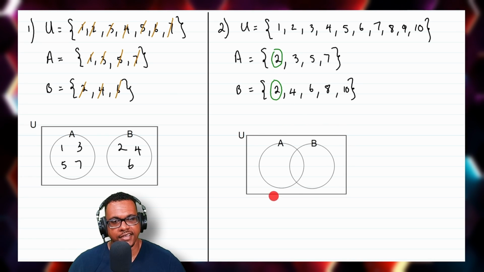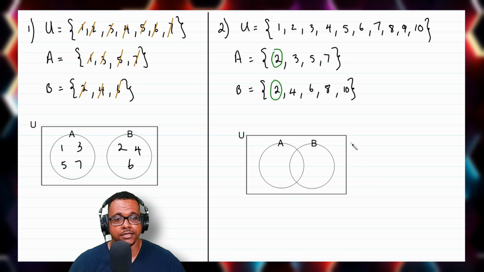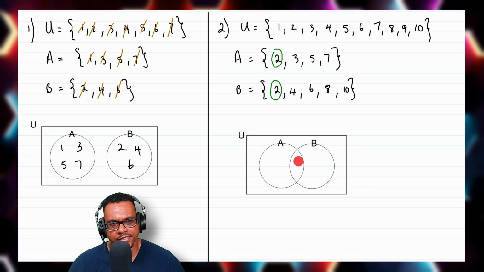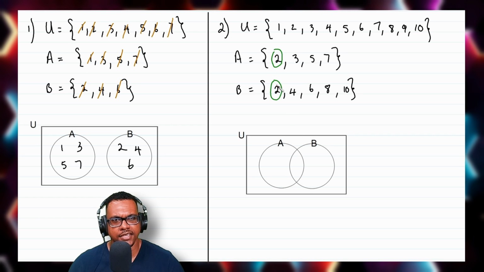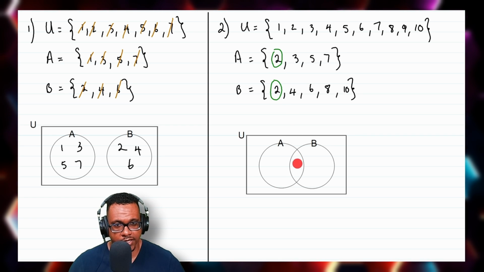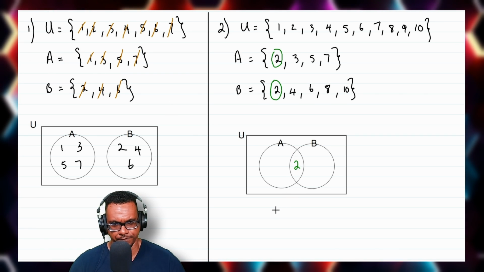Here I've drawn the rectangle and the circles for my Venn diagram. I have my universal set here, the rectangle. And I've drawn set A and set B intersecting each other because we have this element here, this 2 in common to both sets. And therefore that 2 will come here in the intersection. So we're going to have 2 here.